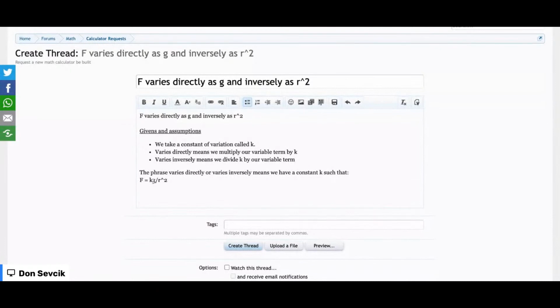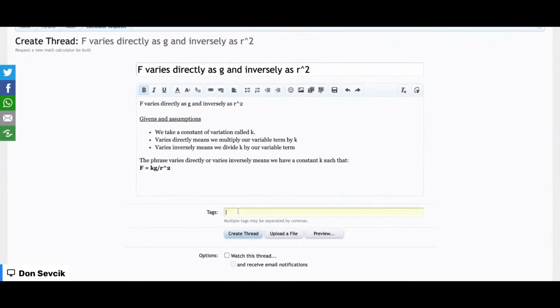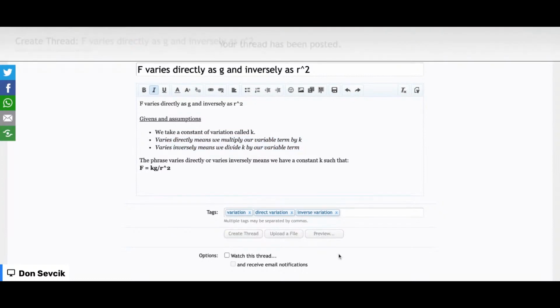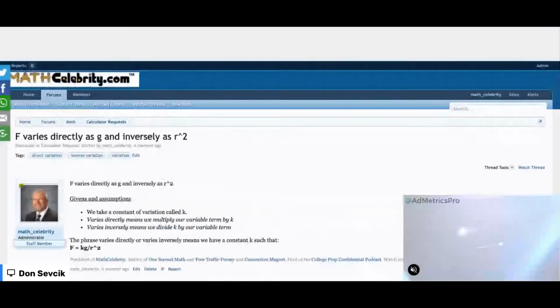We've got our constant of variation K. F varies directly as G, so we multiply by G. But F varies inversely as R squared, so we divide by R squared. And this is our variation statement. So we had a direct variation, and we also had an inverse variation. These are the two key terms here. And I'm going to italicize those because they're that important. All right, moving on. What else we got here?